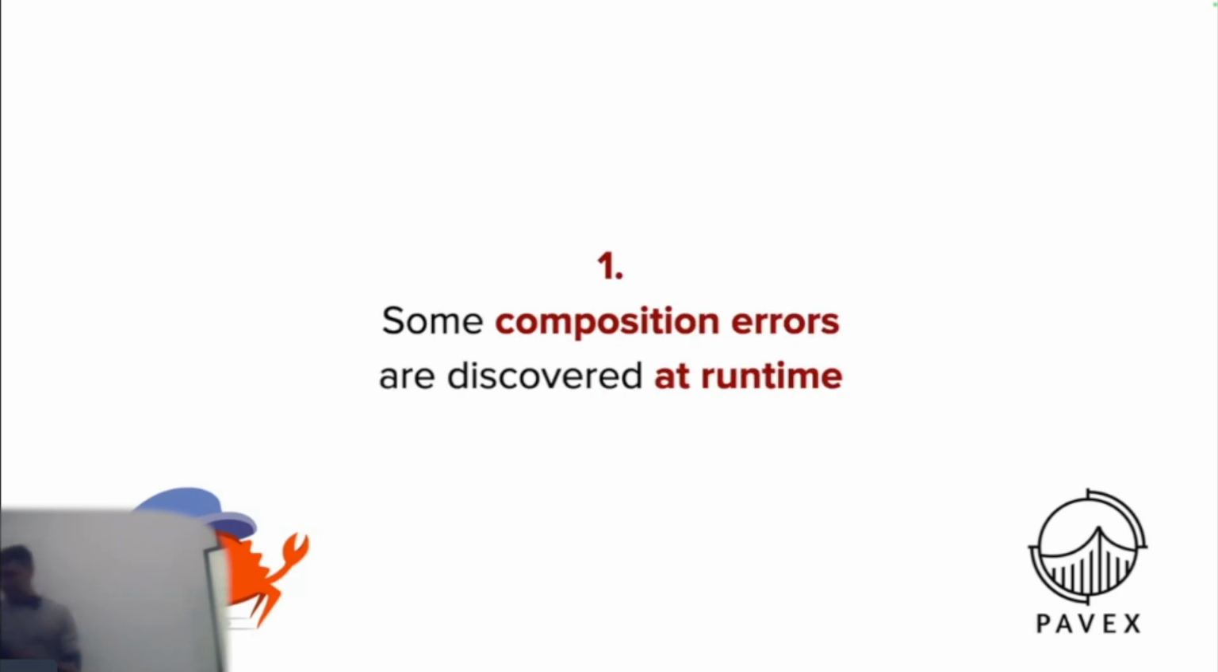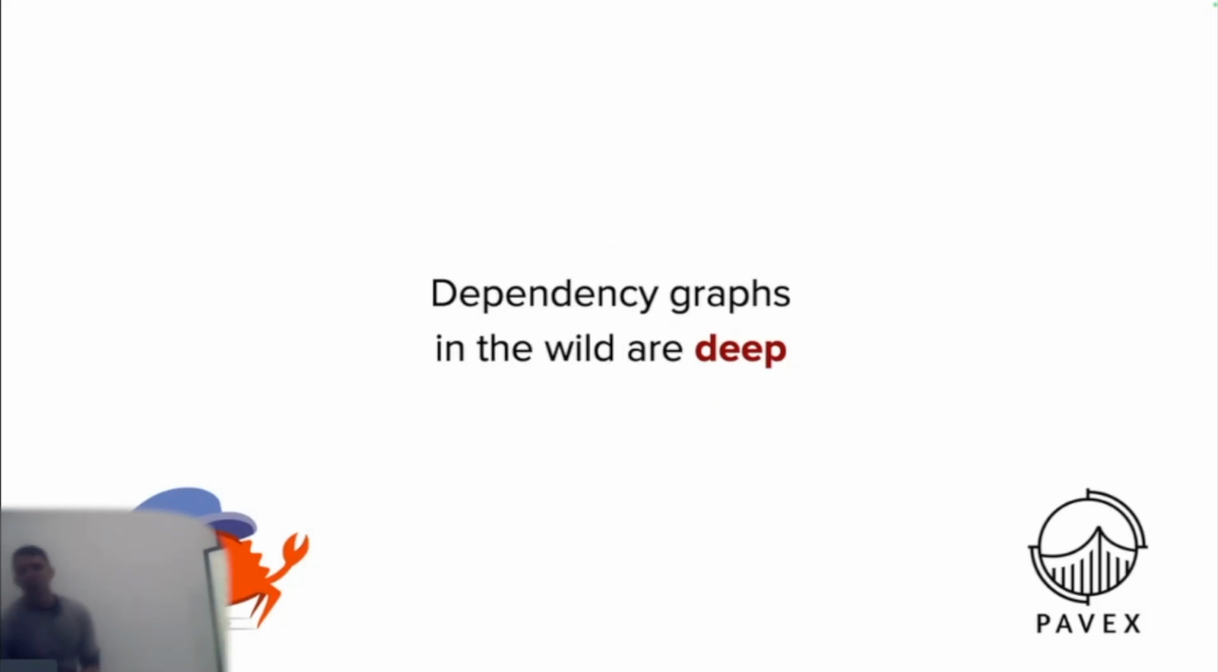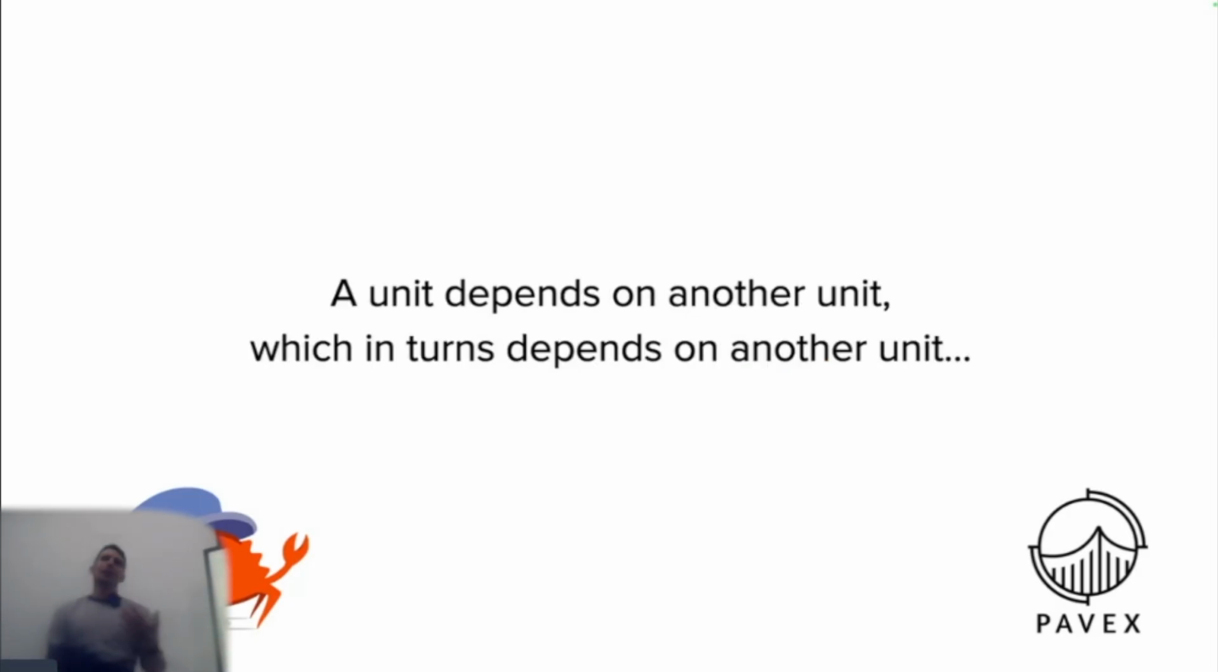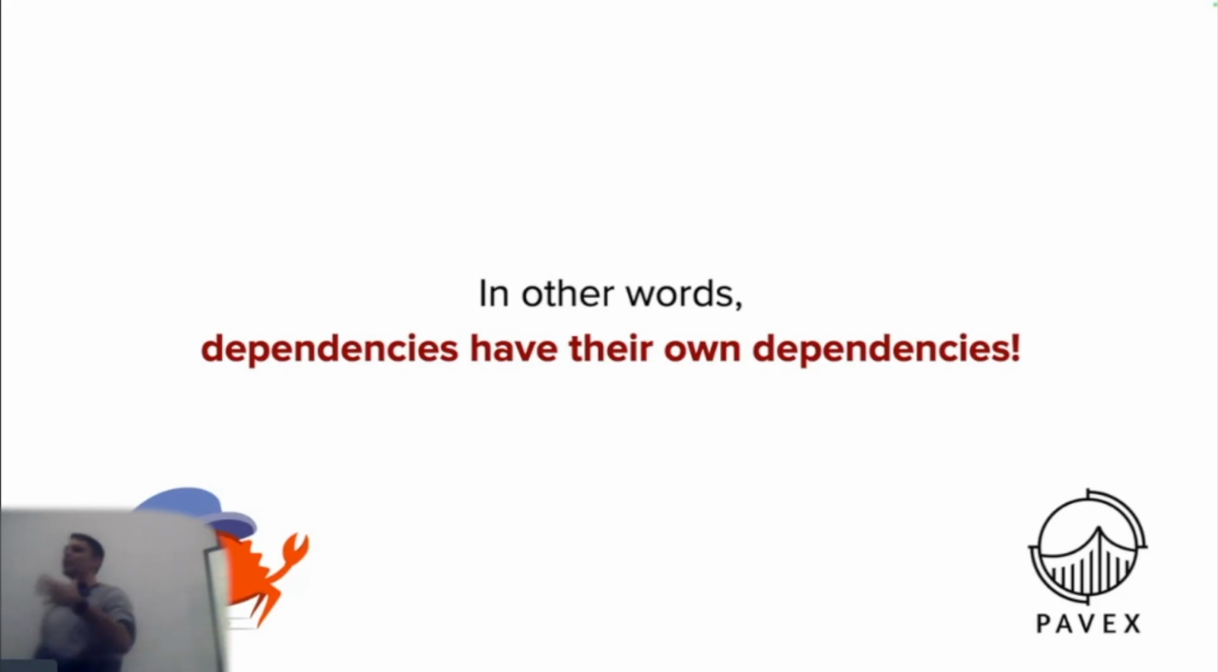And the first one is that composition errors are not always caught at compile time. Let's see what that means. As I was anticipating at the beginning, dependency graphs in the wild are much wider, but most importantly, much deeper. What that means is that a unit depends on another unit, which depends on another unit, which can be summarized as: dependencies have their own dependencies, recursively.